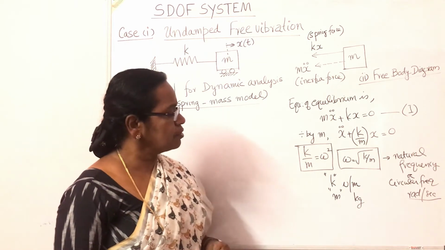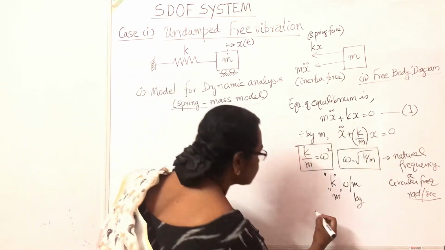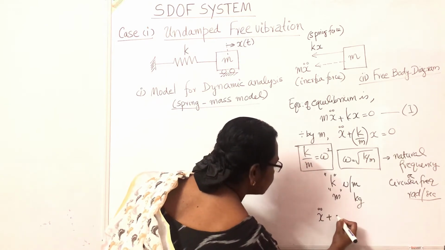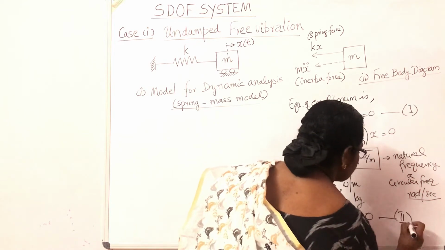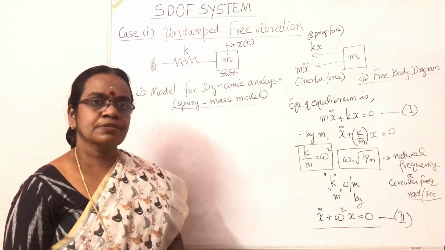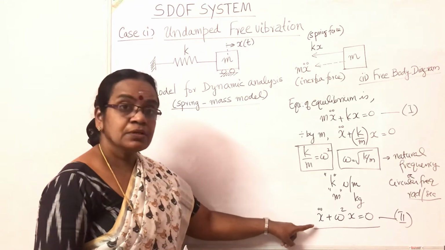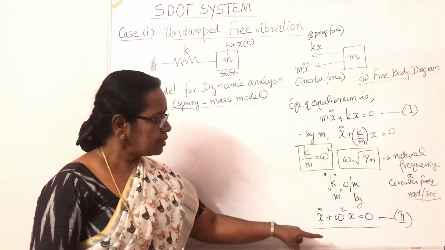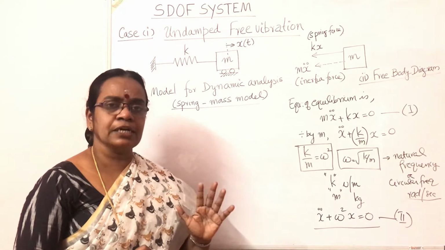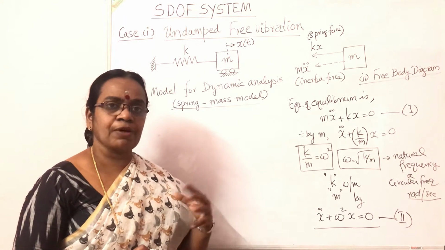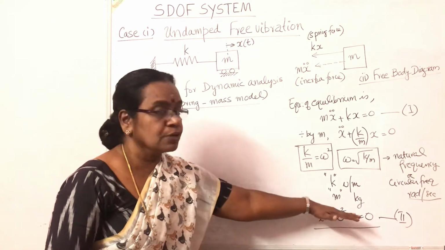So omega is the natural frequency or the circular frequency or angular frequency of the system, so that I can rewrite this equation as x double dot plus omega square x is equal to 0. So it is a second order ordinary differential equation. x double dot means d square x by dt square plus omega square x is equal to 0. So the equation of motion of a single degree of freedom system subjected to free vibration without any damping is x double dot plus omega square x is equal to 0.